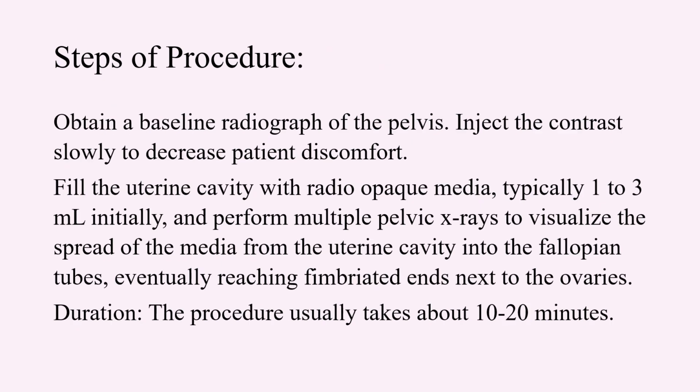So first, a baseline radiograph of the pelvis is taken. The contrast dye is then injected slowly to decrease patient discomfort. The uterine cavity is filled with the radio-opaque media, and usually about 3 ml is used initially. And we perform multiple pelvic X-rays to visualize the spread of the media from the uterine cavity into the fallopian tubes, eventually reaching the fimbriated ends next to the ovaries. The procedure usually takes about 10 to 20 minutes.